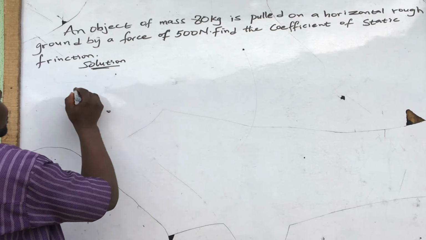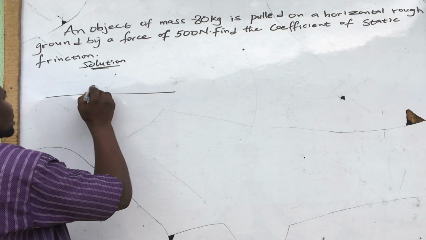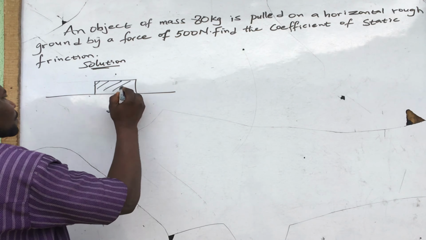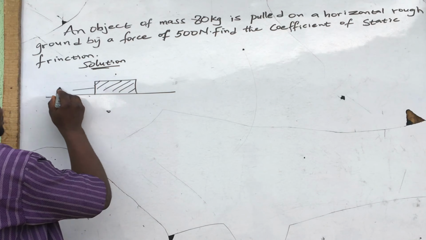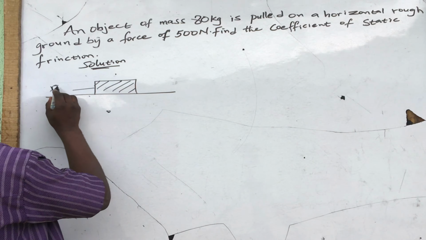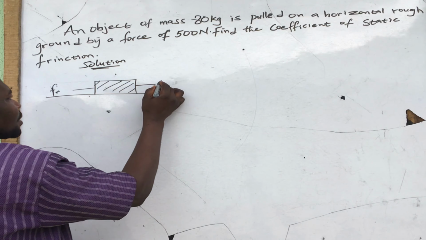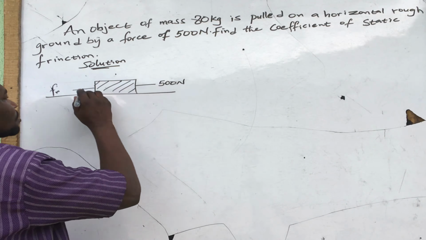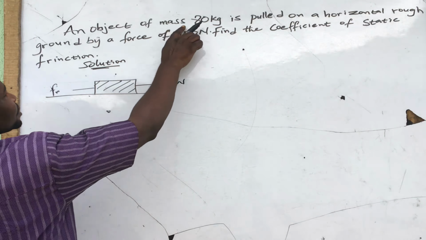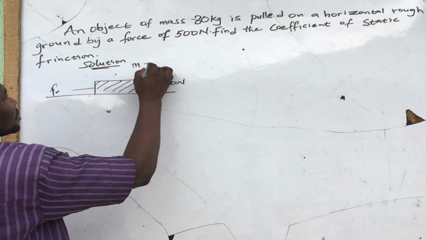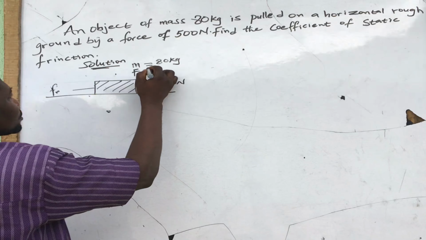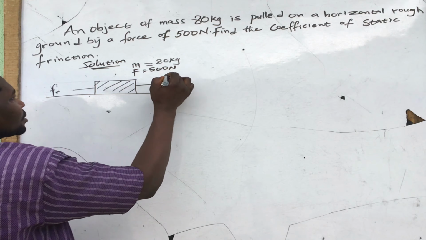If you look at it very well, you see this horizontal. Then we have the block. Remember, this is our frictional force, while this is our 500 Newton. Now, something is happening here. The mass is 80 kg, while our force is 500 Newton, which is this.